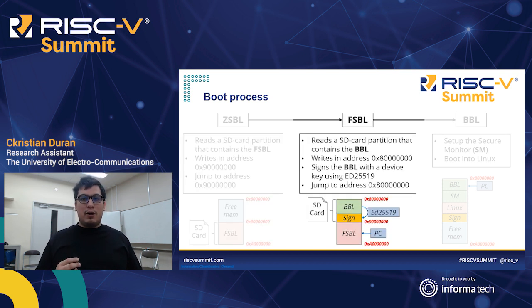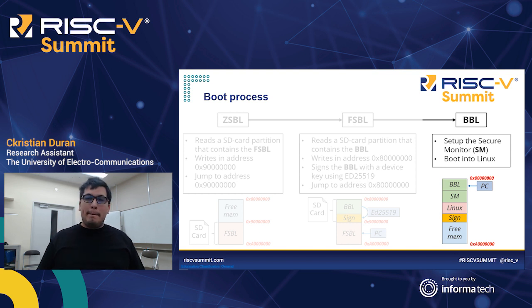The next stage is the first stage bootloader. We read the BBL from a specific SD card partition. Then we write it to the address 80 million. We signed this BBL using ED25519. This ED25519 also requires hashing, so we will talk about that later. But finally, after authenticating and signing this piece of code, we jump to the address 80 million to start running the BBL and also the secure monitor. From here, the BBL sets up the secure monitor for Keystone to run with the given signature process and also starts Linux. It's from here that the Keystone hardware starts switching between the different modes of the processor.